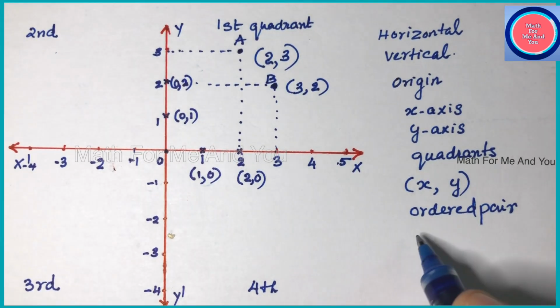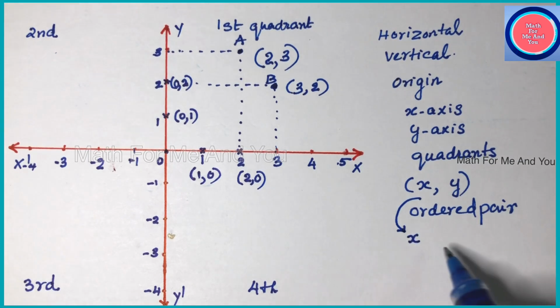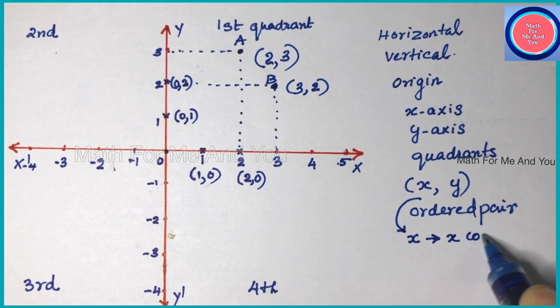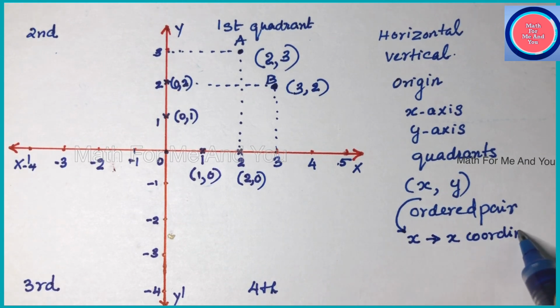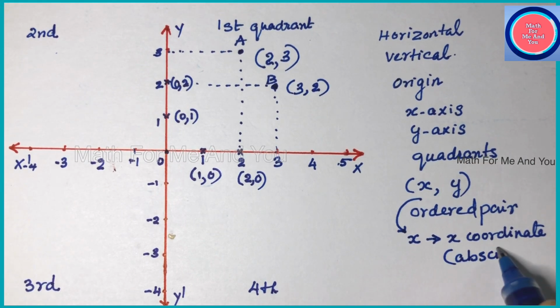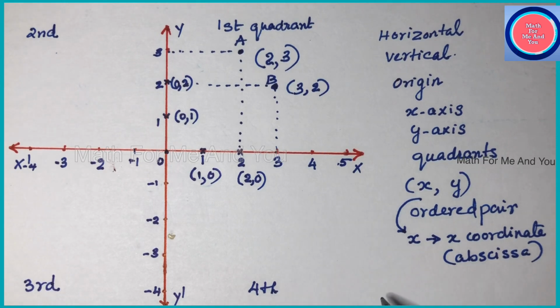So (x, y) means an ordered pair. The first letter x has the name x coordinate. In a point, the x number is called the x coordinate, or there is another word, abscissa. Abscissa stands for x coordinate.